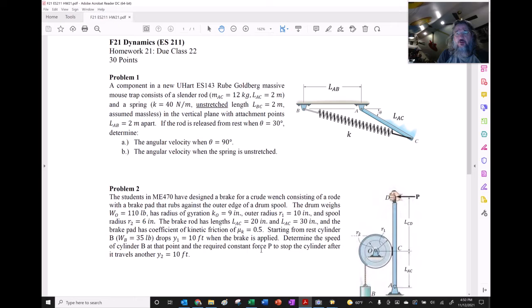So 12 kilograms is this rod, and this is in the vertical plane, by the way. And it's 2 meters long, and the spring has a spring stiffness of 40 newtons per meter, and its unstretched length is 2 meters. So that's not in the position shown. The attachment points are 2 meters apart in the vertical plane, and the rod is released when theta is equal to 30. We want to find the angular velocity when theta is equal to 90, and find the angular velocity when the spring is unstretched.